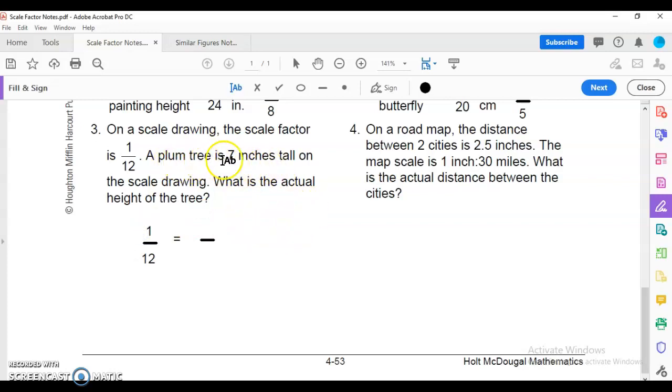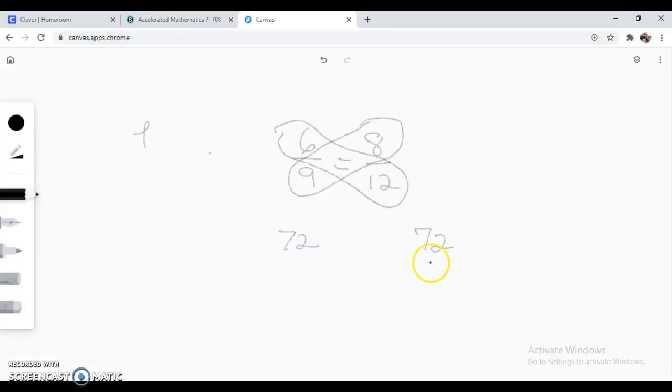Now, it says a plum tree is 7 inches on the scale drawing. What is the actual height? Well, on the scale drawing, the 7 inches, this is what's going to go up on top. Here we go. So I'm going to put 7 on top. Now it's asking me for the actual. Do I know the actual? No, I don't. So I'm going to put X right there. So now I have 1/12 equals 7/X. Now I got to move over here and do this because I need room. 1/12 equals 7/X.